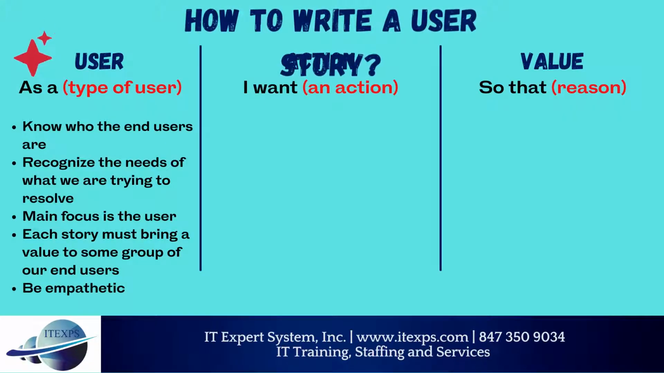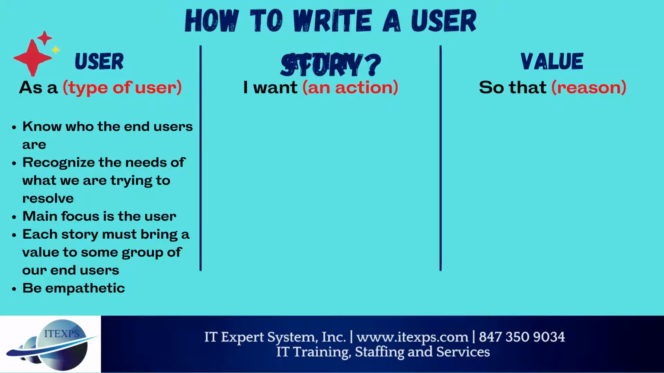The common user story template includes the user, action, and the value. It typically follows this format: as a user, I want an action, so that a value is achieved. Before writing a user story, we should know who the end users are, or the persona of our product. But most importantly, recognizing the needs of what we are trying to resolve. Keep in mind, the main focus here is the user, not the developers nor the product owner. Each story must bring a value to some group of our end users.